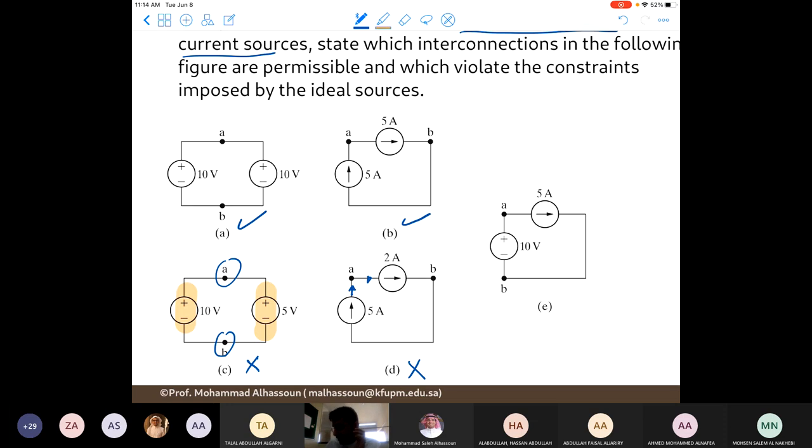An ideal current source is a current source that maintains constant current no matter what the voltage is between its two terminals. So the current will be constant. The voltage between the terminals is negative 10. And here the voltage is constant. The current between the terminals is 5 amperes. Okay, so E is valid.